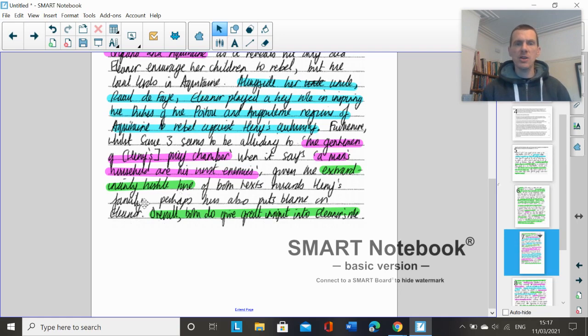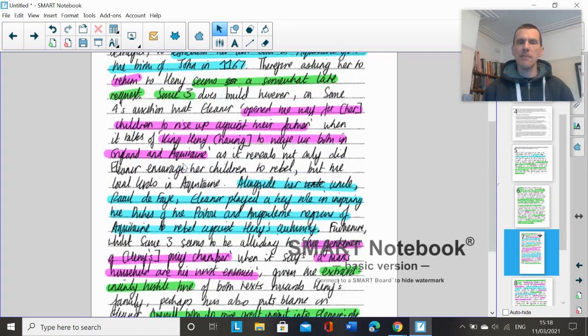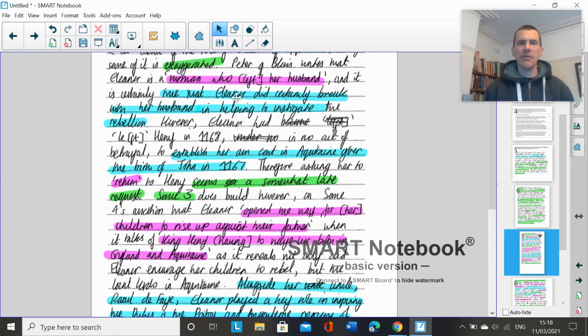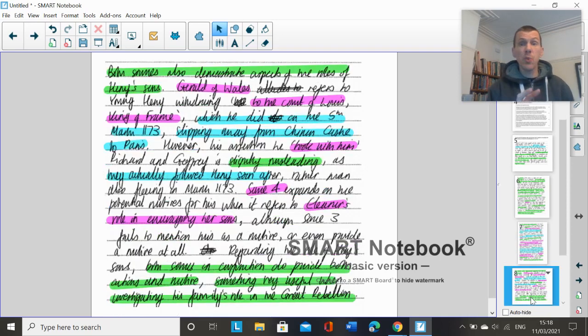So they are useful, even though they're anti-Eleanor, even though they have this kind of inbuilt perspective that's pro-Henry and against Eleanor. Actually, what they're saying is correct in a sense, that she did inspire rebellion, and that she had broken with her husband. She had left her husband, in essence, in 1168. So two sources used well together there.